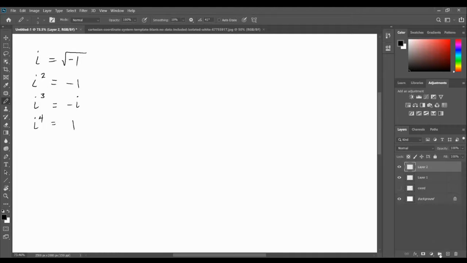Let me kind of expand on this a little bit. If I've got i to the 5th, well, that's just like i to the 4th times i. And i to the fourth is 1. 1 times i is i. i to the sixth, well, that's like i to the fourth times i squared. i to the fourth is 1. i squared is negative 1. So we've got 1 times negative 1. We're back to negative 1. i to the seventh, that's like i to the fourth times i cubed. i to the fourth is 1. i cubed is negative i, so we're back to negative i.